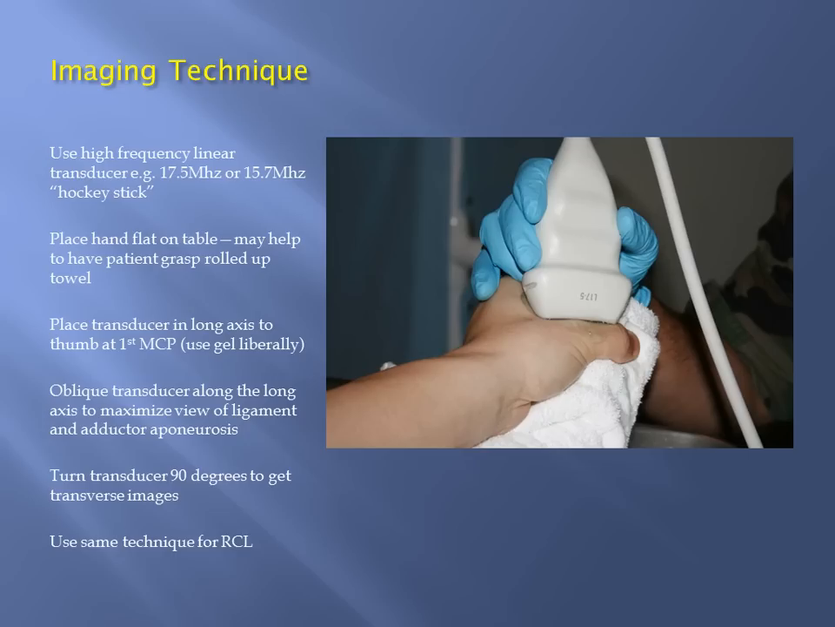Place the transducer in the long axis to the first metacarpal phalangeal joint. Use a liberal amount of gel to maintain contact. And then you'll want to oblique the transducer to maximize the view of the ligament as well as the adductor aponeurosis, and then turn the transducer 90 degrees to get your transverse images, and the radial collateral ligament can be imaged in much the same way.